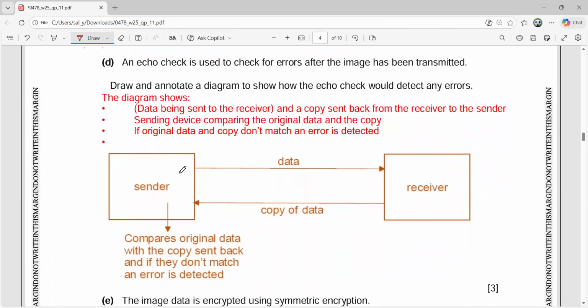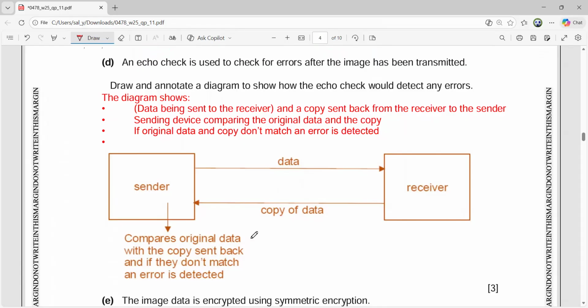For this, you need to draw a sender, just a simple rectangle, and another rectangle to show the receiver. The data is sent from sender to receiver, and the copy of the data is sent back. And here you need to mention that on the sender's end, a comparison of the original data with the copy is going to be taking place.